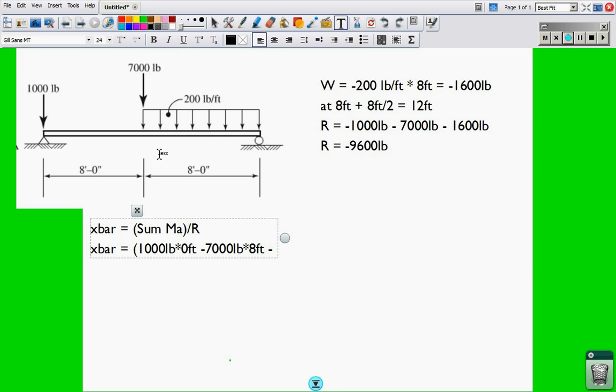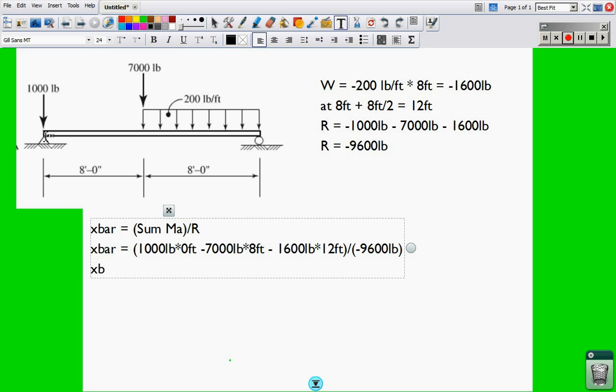Then we have minus, okay, remember we've turned this force into 1,600 pounds at 12 feet, okay, so 1,600 pounds at 12 feet, right, and all that divided by negative 9,600 pounds. Okay, now look, this makes sense because this is going to be a negative number. This top part, the sum of the moments about A, is going to be a negative number, so you're going to get a positive distance from A being the 0 point.